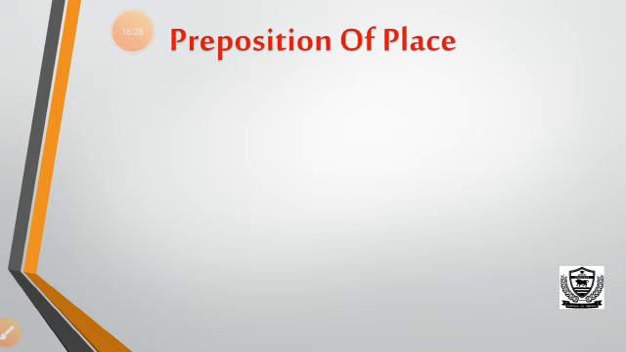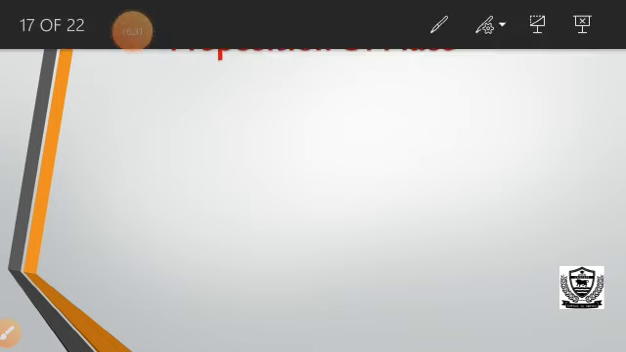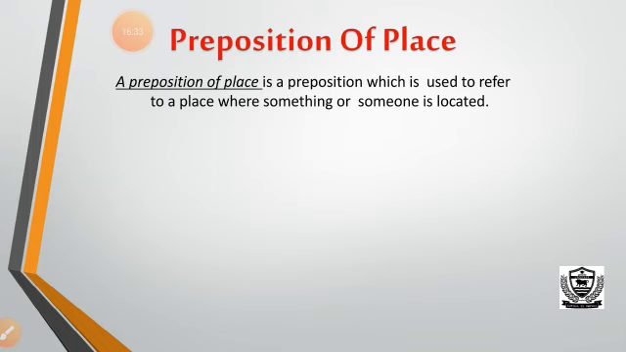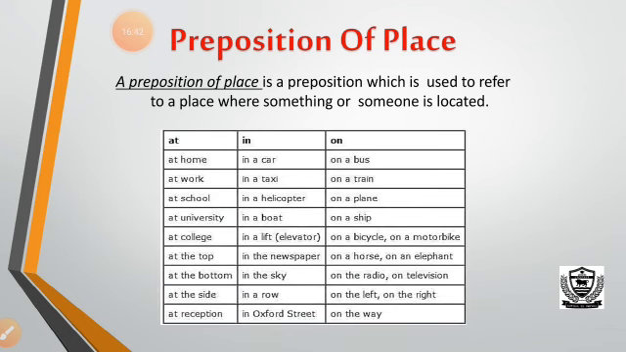So now, preposition of place. A preposition of place is a preposition which is used to refer to a place where something or someone is located. We have a chart: at home, at work, at school, at university, at college, at the top, at the bottom, at the side, at reception.